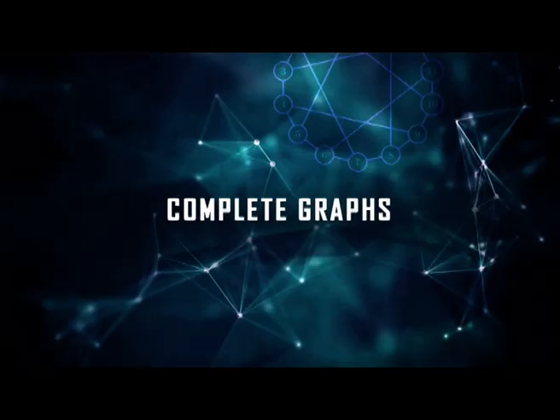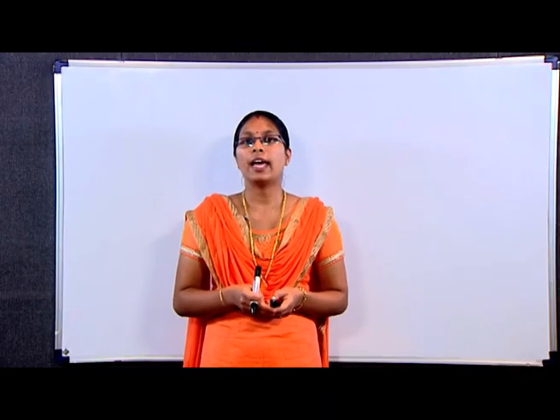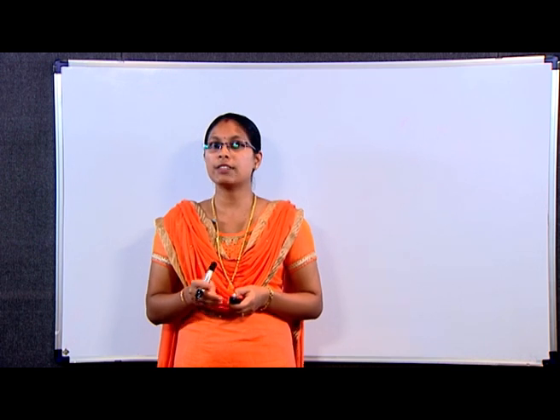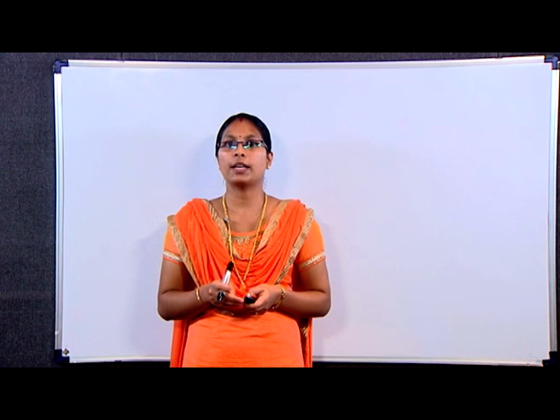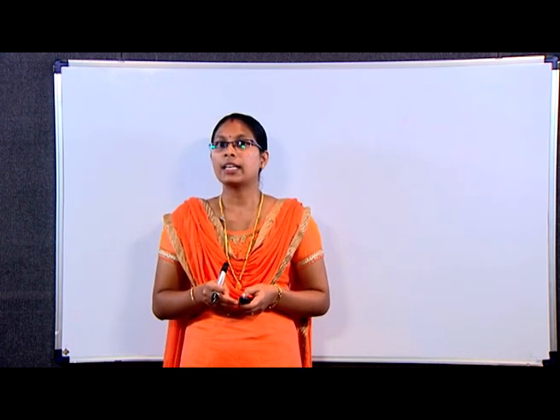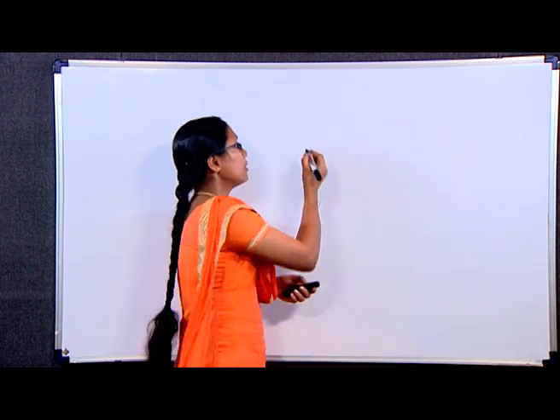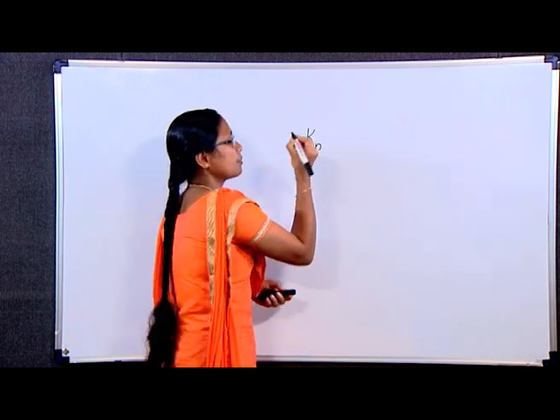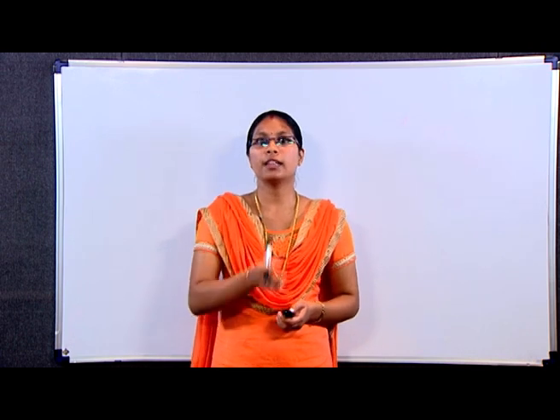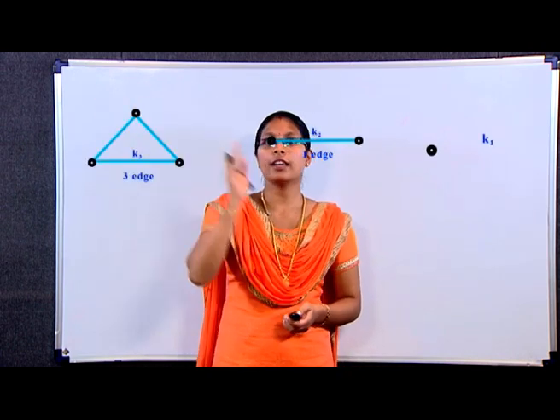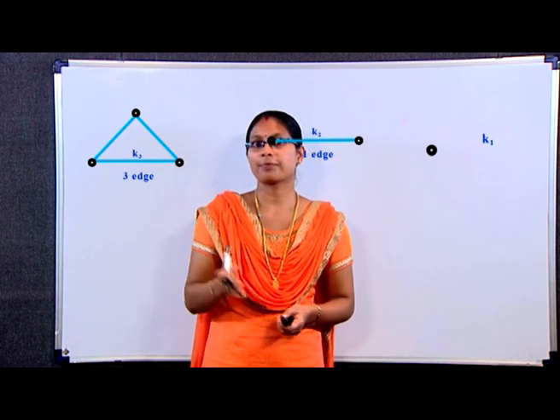Next, we discuss complete graphs. Definition: a complete graph is a simple graph in which each pair of distinct vertices is joined by an edge, provided there are no loops and no parallel edges. The complete graph on n vertices is denoted by Kn. Complete graphs for n equal to 1, 2, 3, 4, 5 and 6 are given by K1, K2, K3, K4, K5, K6.